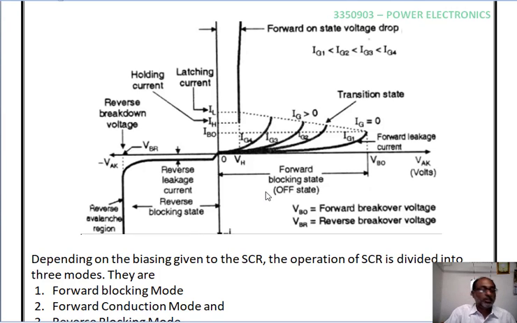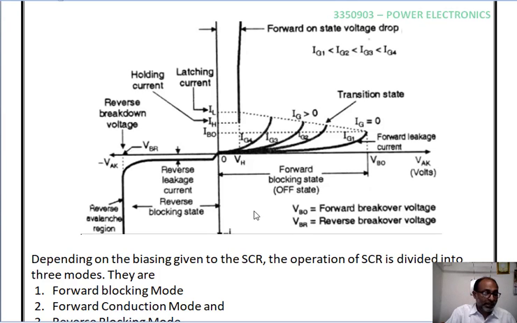So to turn on the SCR, we have two options. Either we can apply the gate pulse between gate and cathode terminal, or in another method we apply sufficient voltage which is greater than the breakover voltage of the SCR, then the SCR will turn on.